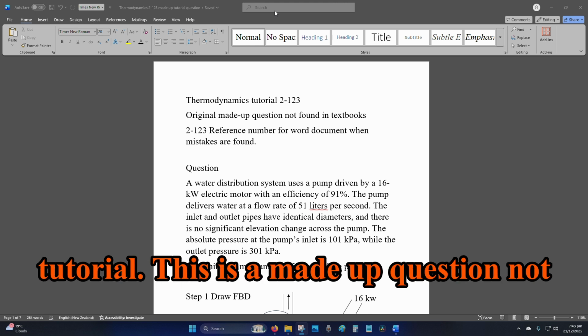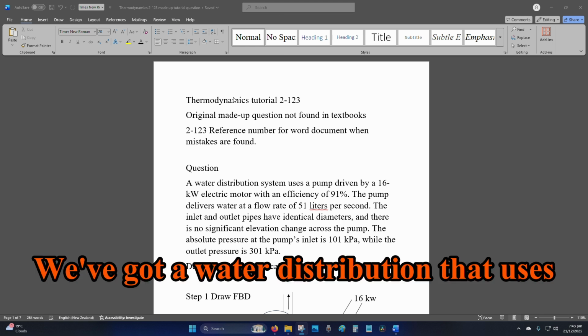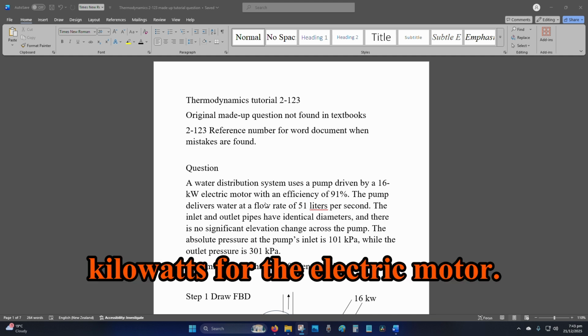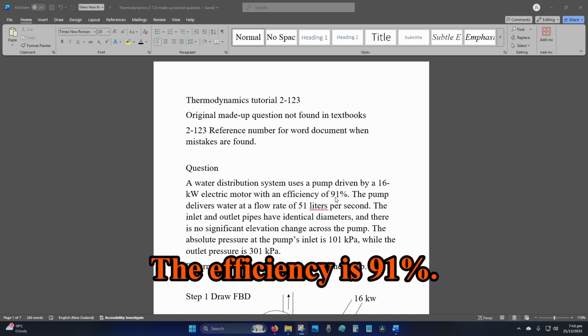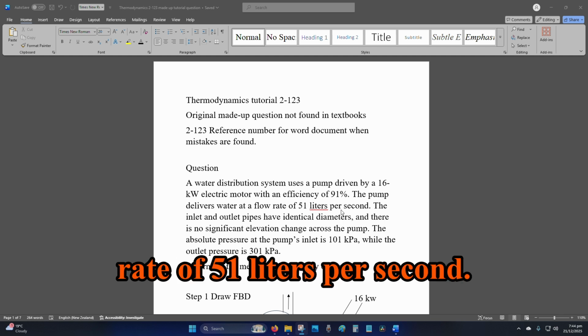This is a made-up question not found in your textbooks. We've got a water distribution that uses a pump that has 16 kilowatts for the electric motor. The efficiency is 91%. We have a volume flow rate of 51 liters per second.